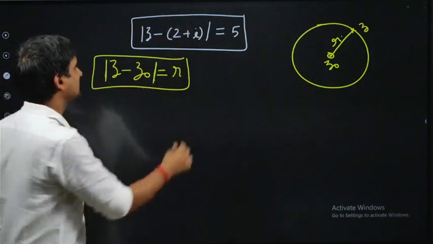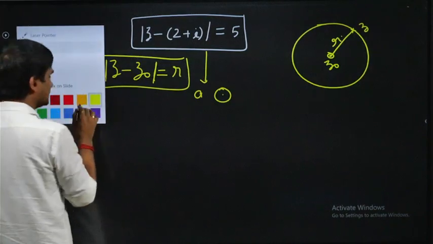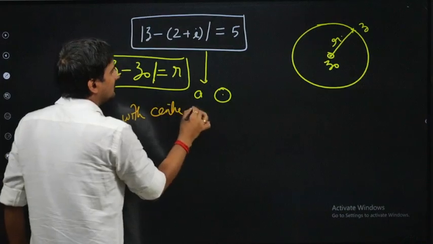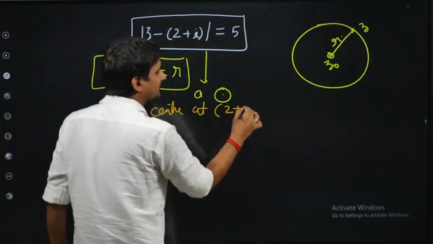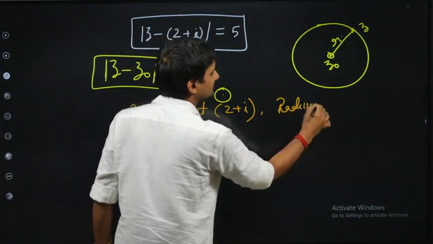Now come to this one. Isn't that a circle, bachcho? So that's a circle with center at 2 plus iota, which is z naught, and radius 5.